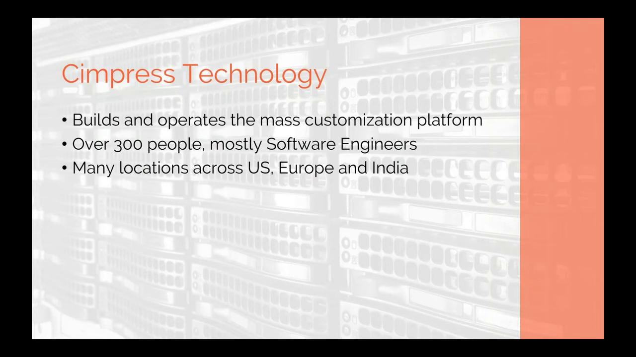Cimpress Technology has over 300 people, mostly software engineers or people working very closely with them, like dedicated product owners, UX engineers, or some with the title leader in it. We're based in many locations across the US, Europe, and India. And in India, it's in Mumbai and Bengaluru. The Cimpress data team where I'm working at, and this presentation is about, is part of Cimpress Technology.